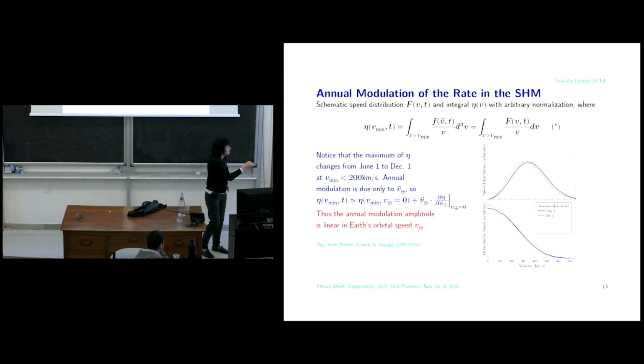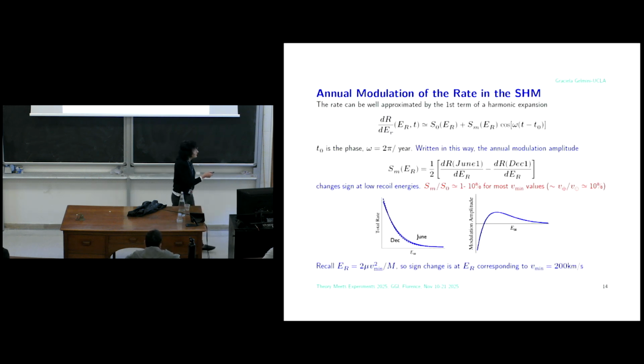And so the annual modulation is due only to the velocity of the Earth, so you can make a Taylor expansion with respect to a small perturbation, which is the velocity of the Earth. You can see that the amplitude of the annual modulation is linearly dependent on the velocity of the Earth. Since the velocity of the Earth is 29.30 kilometers per second, and the velocity of the Sun around the galaxy is 300 kilometers per second, then you have a 10% effect. So you can expect that at most your annual modulation amplitude would be 10%.